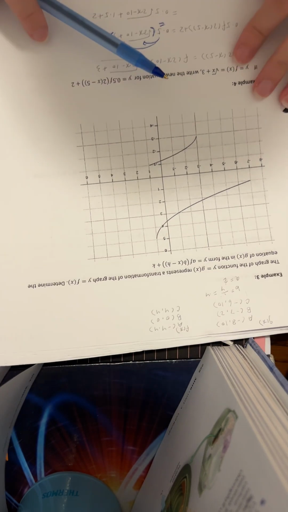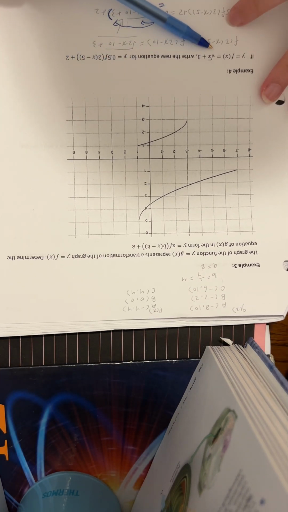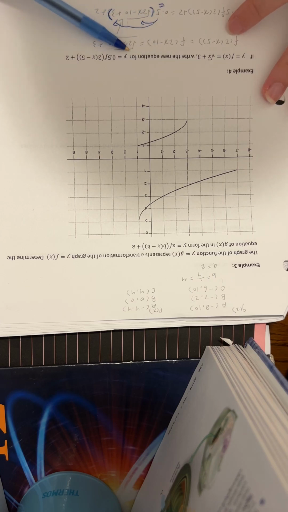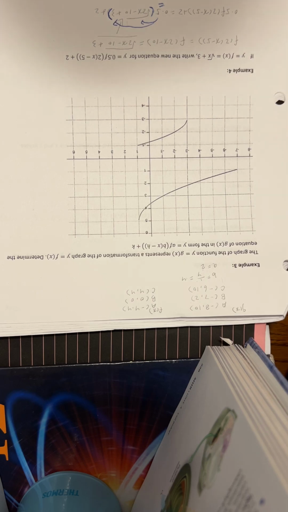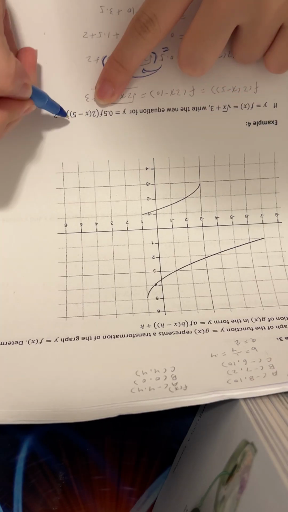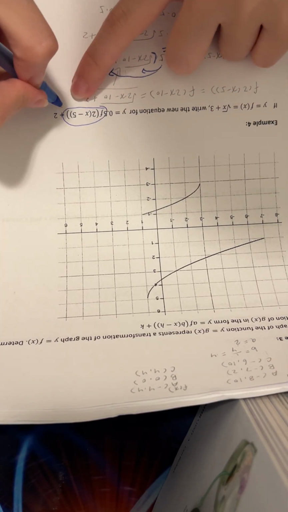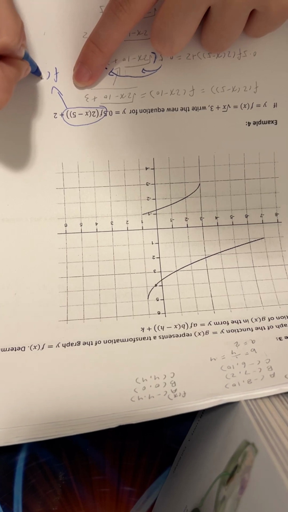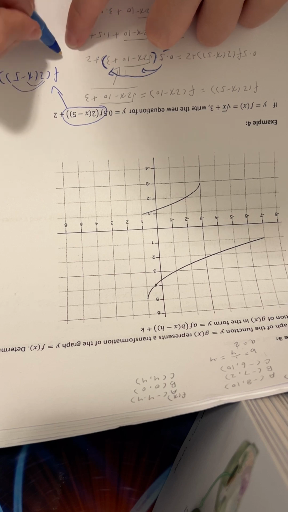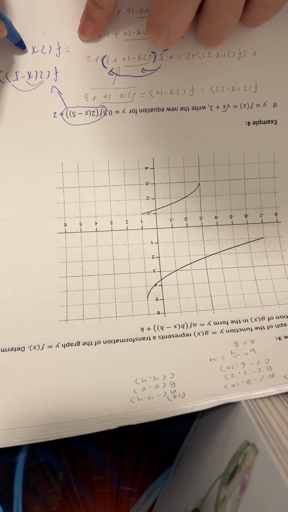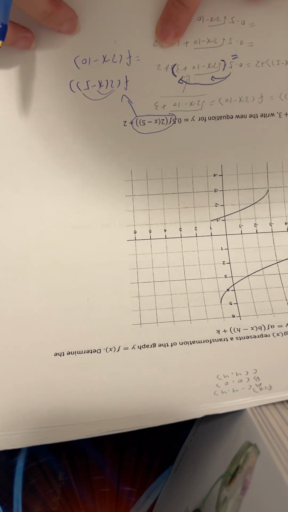Example 4. If y equals f of x equals root x plus 3, write the new equation for y equals 0.5 f of 2x minus 5, plus 2. Firstly, we expanded this part of the equation. I'll rewrite it: 2x minus 5. You multiply it, which is f of 2x minus 10.